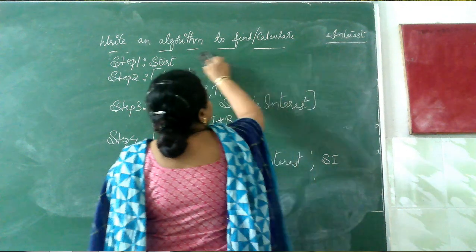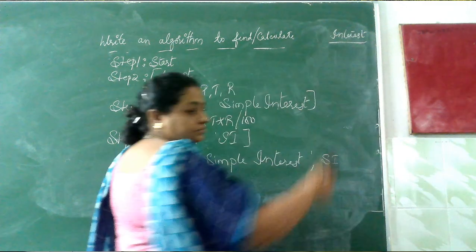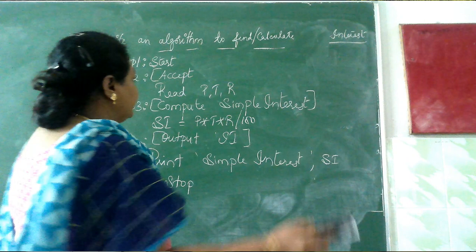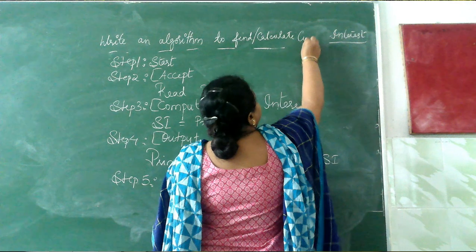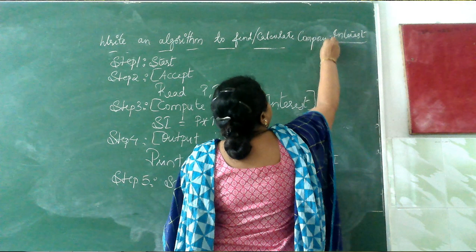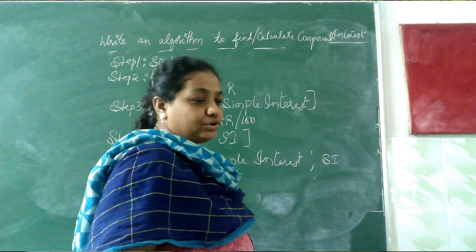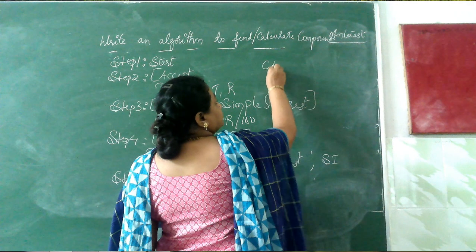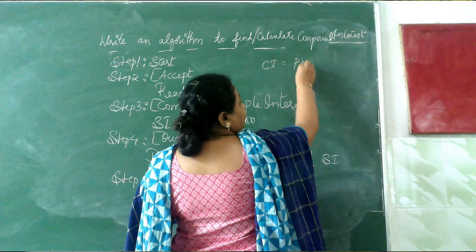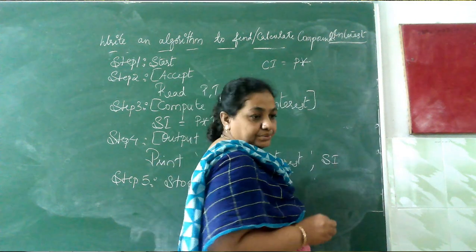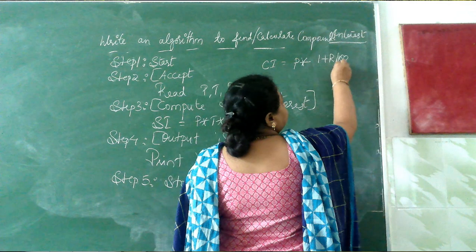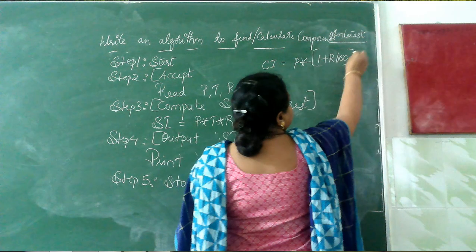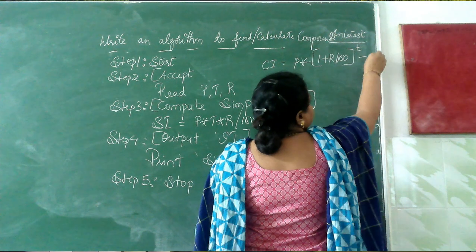And after giving the output, we have taken PTR, we have calculated, and then we have printed, then the job is over. So the next step is stop. So this is how we calculate the simple interest. So kindly make a note of the algorithm, kindly write down all the steps.